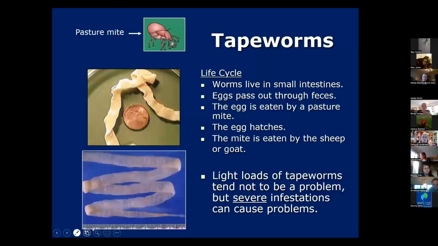So this is a totally different family of worms, the tapeworms. Looks a lot like linguine or fettuccine. And it's one of the few worms you can see in the manure. So it doesn't necessarily look like this in the manure. And a lot of times in the manure, it looks a lot like pieces of rice. So these come apart in little segments. It looks like white rice mixed with the manure.